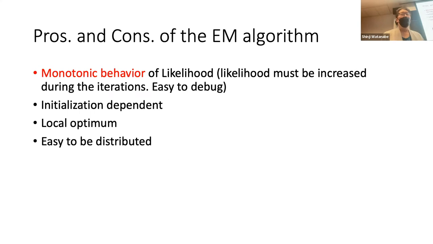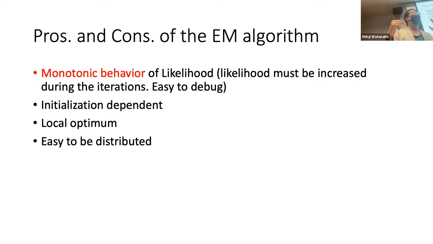And the EM algorithm has quite good behavior. I made this slide by comparing with back propagation. Another way of solving this equation is, of course, back propagation, which probably many people here are more familiar with than the EM algorithm. But the EM algorithm has quite a nice property. First, the likelihood always increases. If we do the EM algorithm, the likelihood always increases.